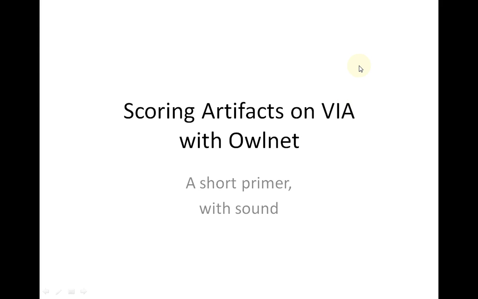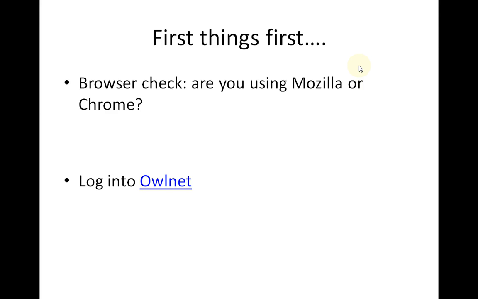Today what we're talking about is how to score artifacts on Via through Owlnet. That is to say, you've created an assignment on Via, you've placed it in Owlnet using the LTI code, and now you want to score those assignments in such a way that the results of that scoring will show up in Owlnet, so you'll fully integrate the two systems. So that's what we're going to talk about today.